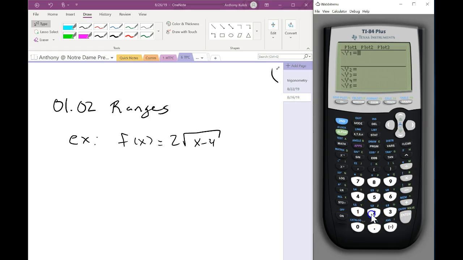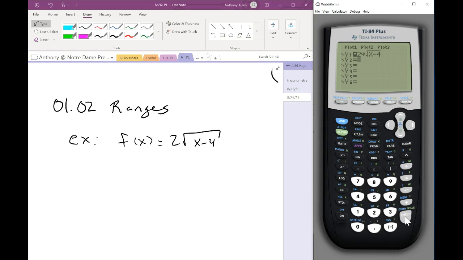So I'm going to type this in exactly as it looks. I'll do 2 times square root of x minus 4. And again, the square root button is on the left-hand side. You press second, and then it's the 4th number down from the second button. It's the second x squared command.